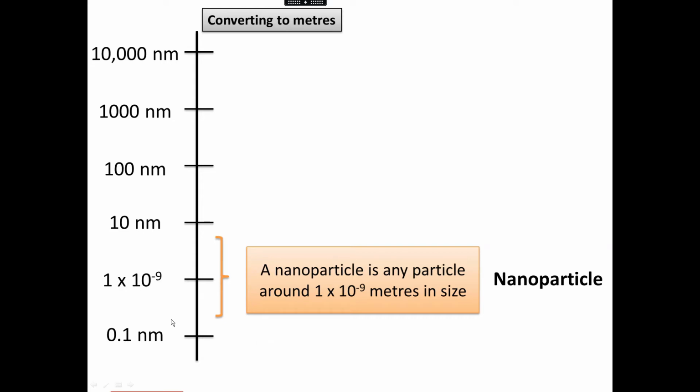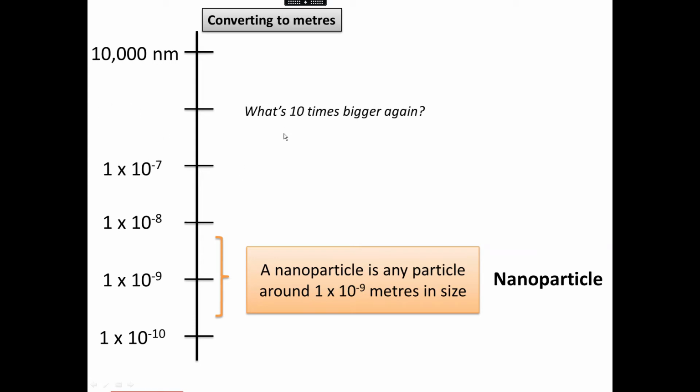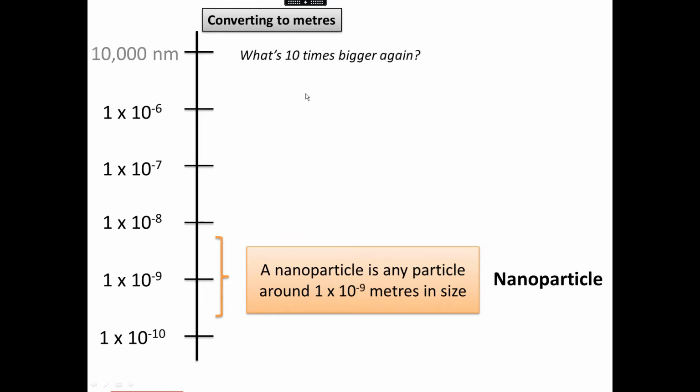0.1 is 10 times smaller than that. Right, so 10 times smaller will be 1 times 10 to the minus 10. 10 nanometers needs to be 10 times bigger than that, so that would be 1 times 10 to the minus 8. 100 nanometers, 10 times bigger again, 1 times 10 to the minus 7. Then we're going 10 times bigger again. 1,000 nanometers is 1 times 10 to the minus 6. Then we're going 10 times bigger again, 1 times 10 to the minus 5.